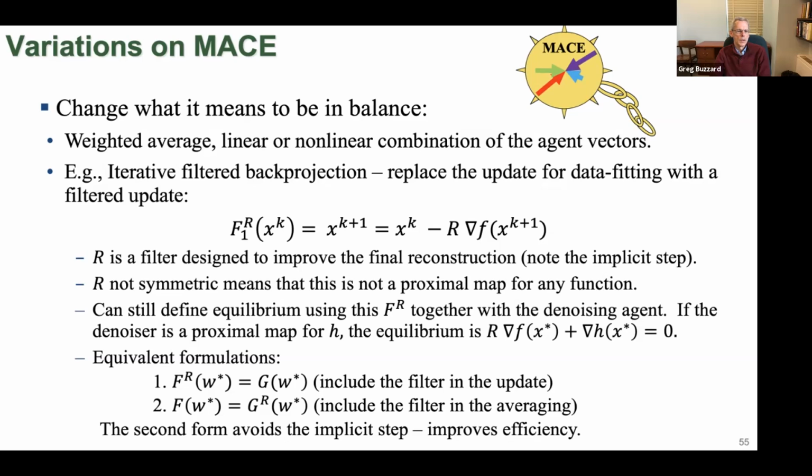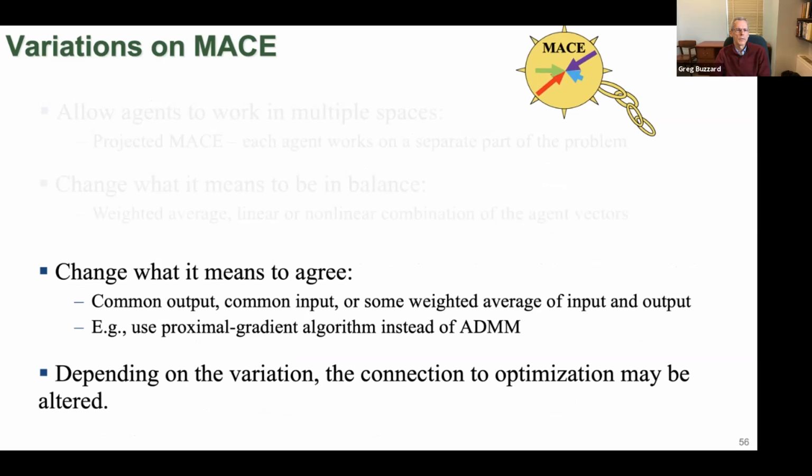Because in a lot of cases, this original F is just a linear map, and we don't even need to do any implicit steps as long as we don't have a non-trivial R. There are also other variations. We can change what it means for them to agree. You know, we talked about common output, but we could have common input. And these, in some cases, correspond to different initial algorithms in place of ADMM. And then depending on how you set up the variation, the connection to optimization may be changed.